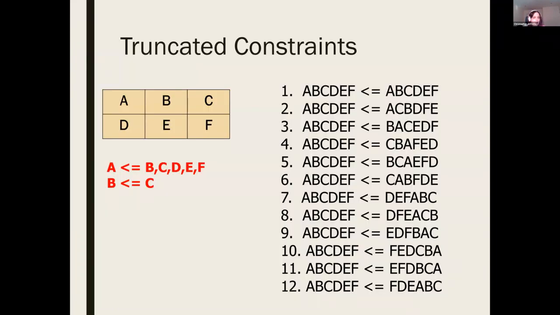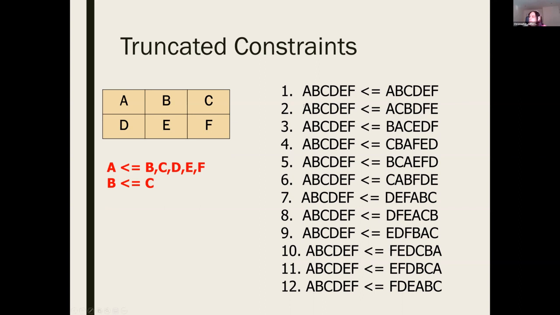What's much more important is this concept of truncated constraints. So if we go back to our basic row and column symmetry again, let's just think about things which are less than or equal to A. So everything is less than or equal to A. If we look down these constraints, this one tells us that A is less than or equal to B, A is less than or equal to C, D, E, F.